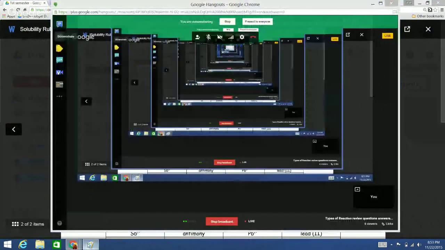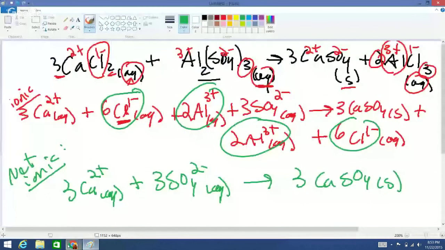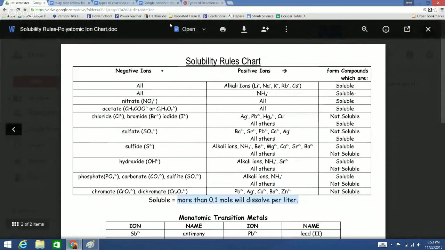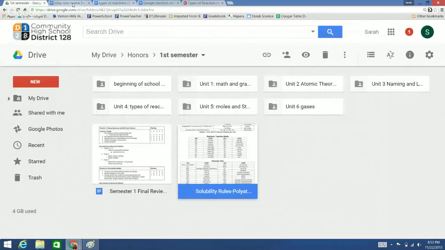Okay. On your solubility chart, it says more than 0.1 moles will dissolve per liter. So that's the level of solubility. Do you have to know that? No. I'm just going to look for soluble versus insoluble.